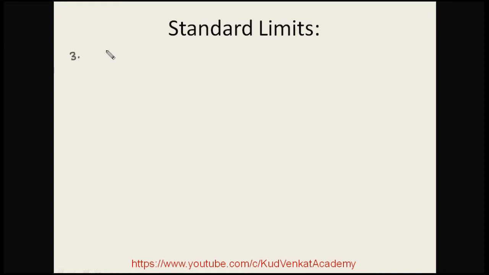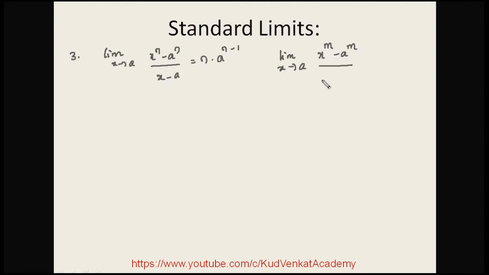Third standard limit: limit x tends to a, (x to the power of n minus a to the power of n) divided by (x minus a). Its value is given by n into a to the power of n minus 1. If in the denominator also we have powers of x, that is, if x tends to a, (x to the power of m minus a to the power of m) divided by (x to the power of n minus a to the power of n) is given by m by n into a to the power of m minus n. Let us look into an example based on these two standard limits.